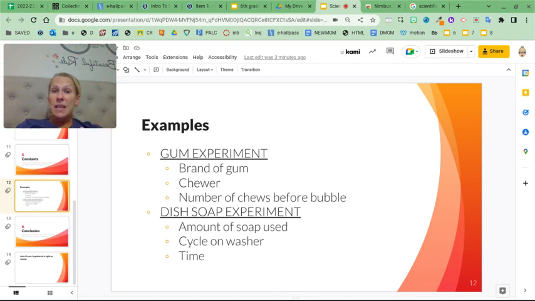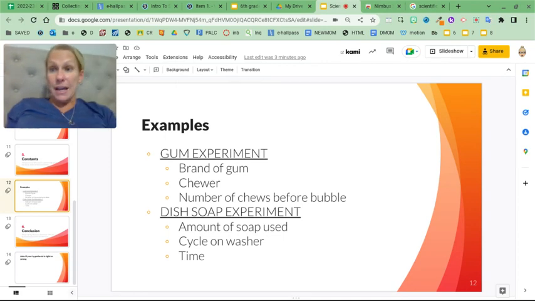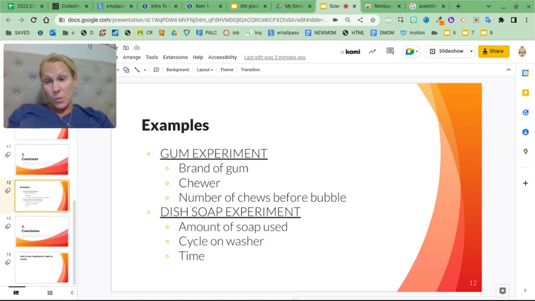For our dish soap, for example, you could use the amount of soap because we were testing the brand. So the amount of each brand would have to be the same. The cycle on the dishwasher would have to be the same. Temperature of water, the time that we washed the dishes. So all of those things would have to stay the same. So I'm only testing the different brands. So for our experiment where I'm driving my car and I want to know, does speed affect how many tickets I get? What of these multiple choice answers would be considered my constants?